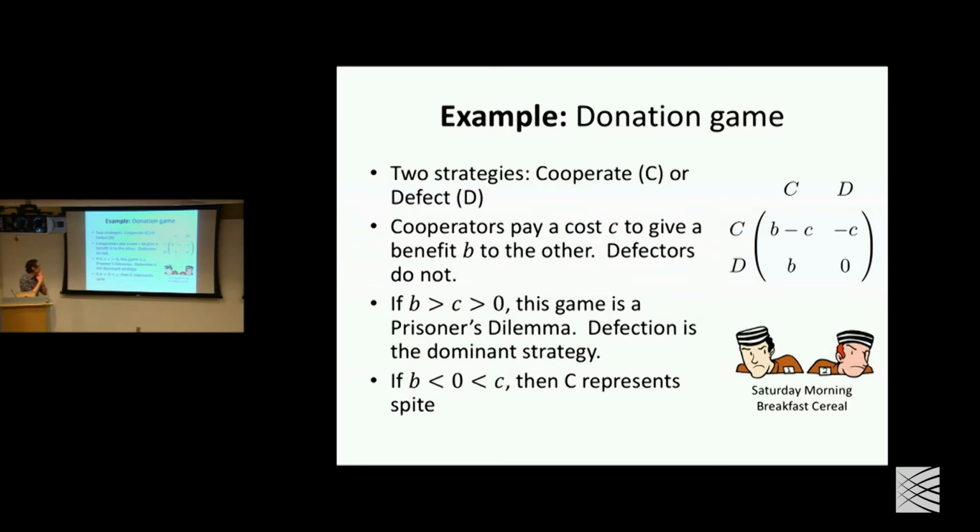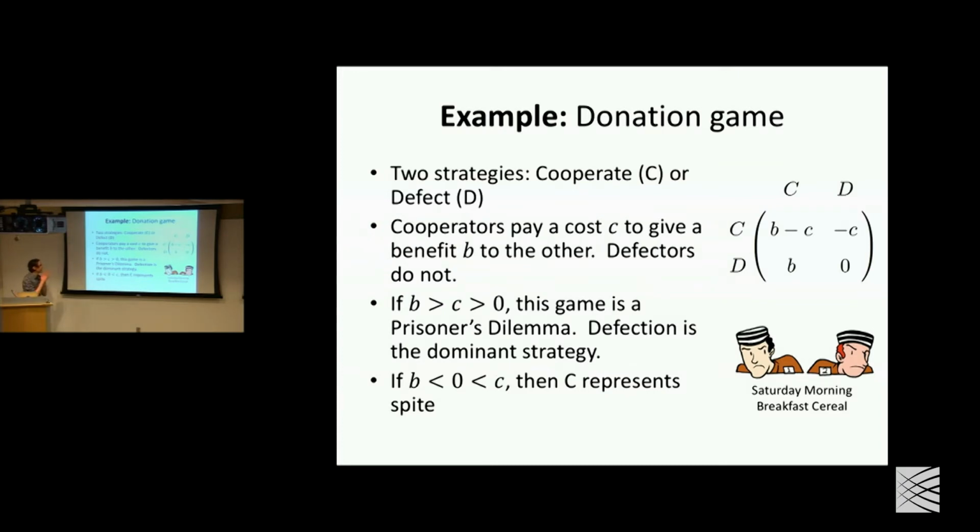Another interesting case is if B is negative. In that case, this no longer represents cooperation, but it can represent a spiteful behavior. What we call spite is when an individual pays a cost to harm another individual, which is something we also see in biological populations and human populations as well. So these are two different scenarios that this matrix could represent.